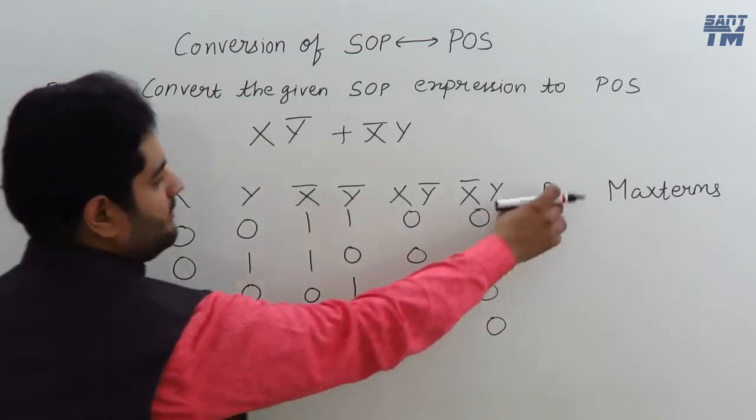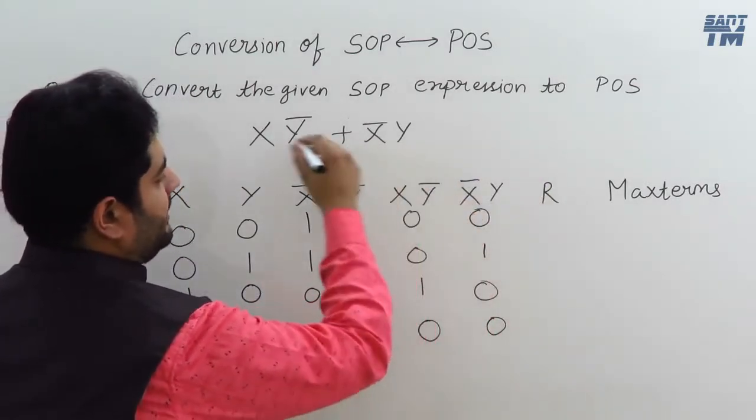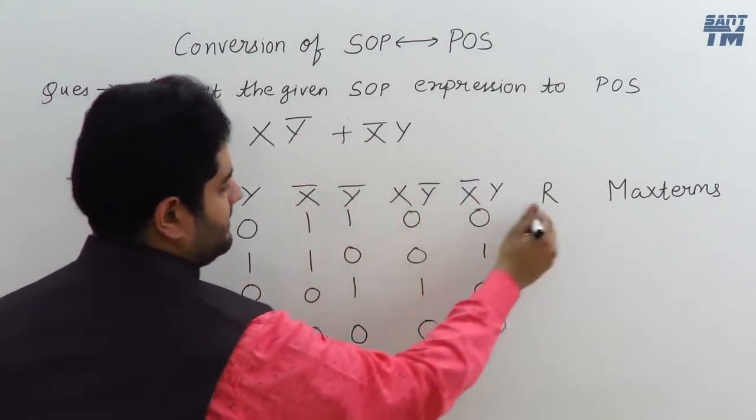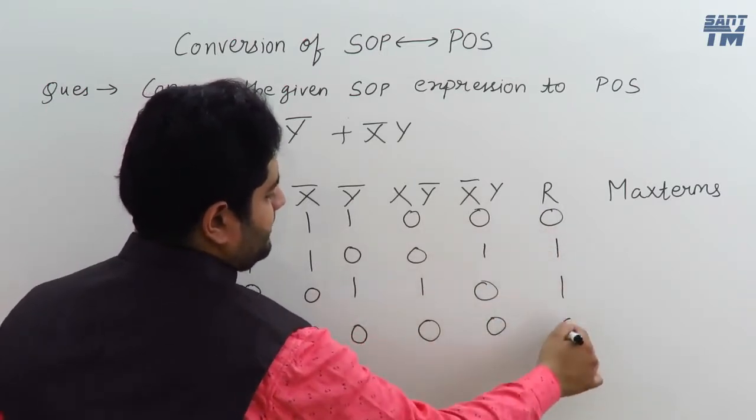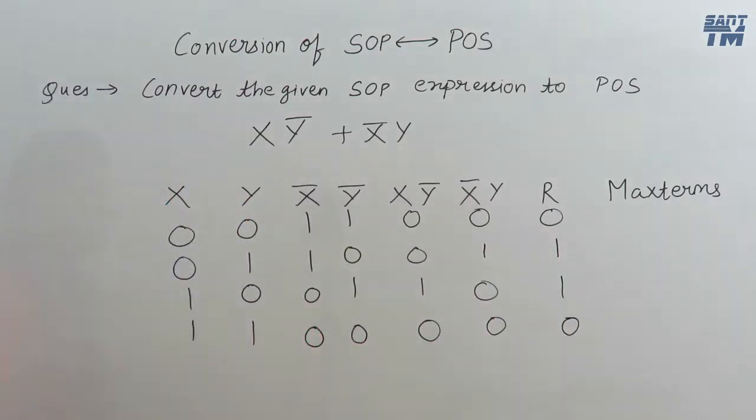Now we have to make the full result by adding them. X y bar plus x bar y: 0 plus 0 will give 0, 0 plus 1 is 1, 1 plus 0 is 1, 0 plus 0 is 0. So this is our output.